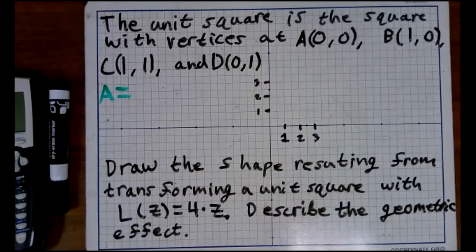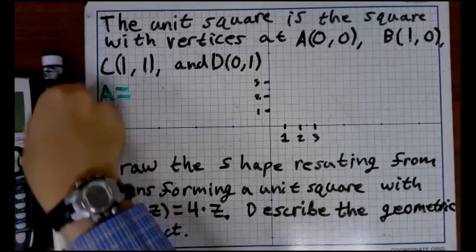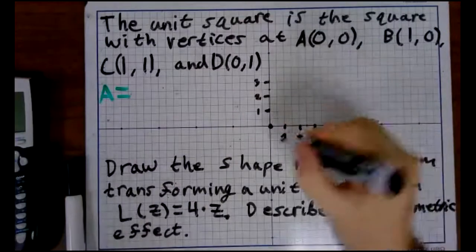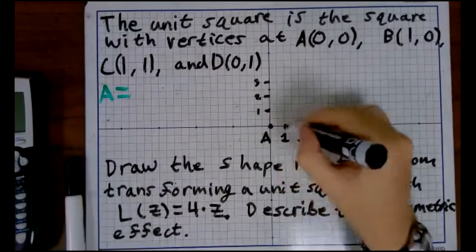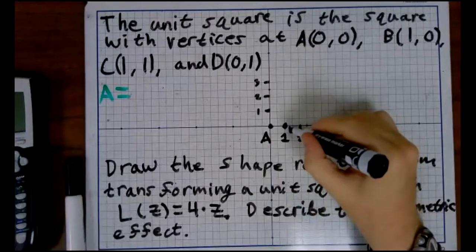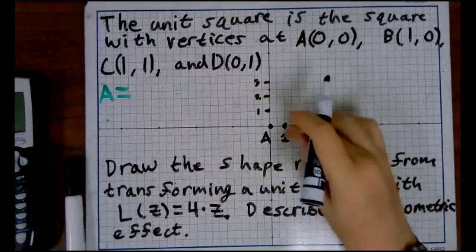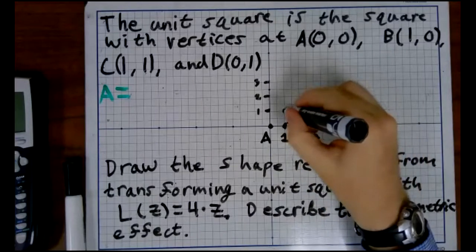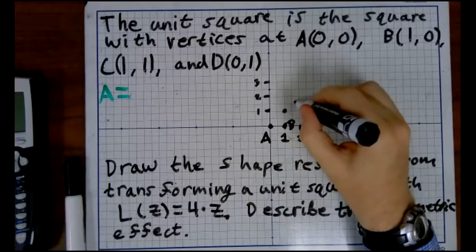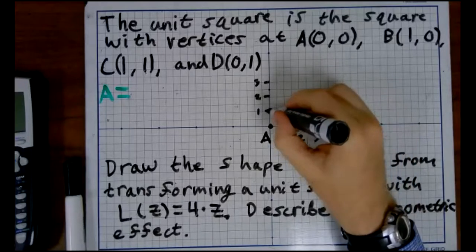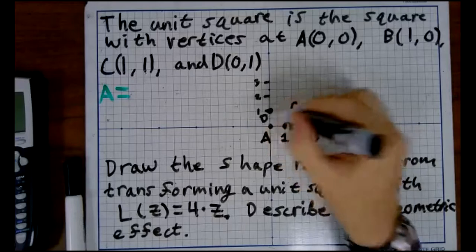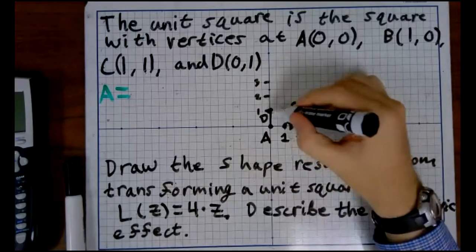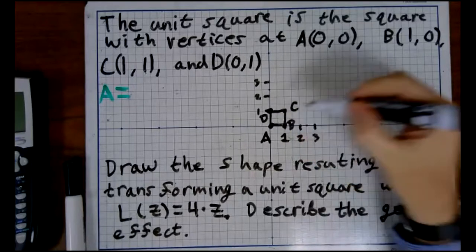Before we do, I should draw the unit square. It has one vertex at 0, 0, which I'll call A. One vertex at 1, 0, which is called B. One vertex at 1, 1, which we call C. And one vertex at 0, 1, which we call D. All right, and there's our unit square.